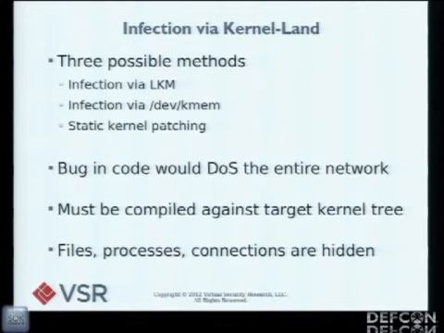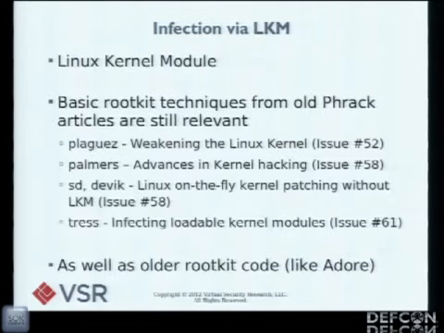And another issue is that it has to be compiled against the specific kernel tree if you're doing a Linux kernel module. And even though a lot of routers use the same version of Linux, it's not very universal because we're going to have to download the source code for each router and compile it against that tree. And if you've worked with any GPL'd source code archives from routers, you'll find that they don't actually compile on the first try, they don't compile on the second try or the third try, so it's a real pain in the butt. But again, we have this benefit that all the files, processes, and connections are hidden.